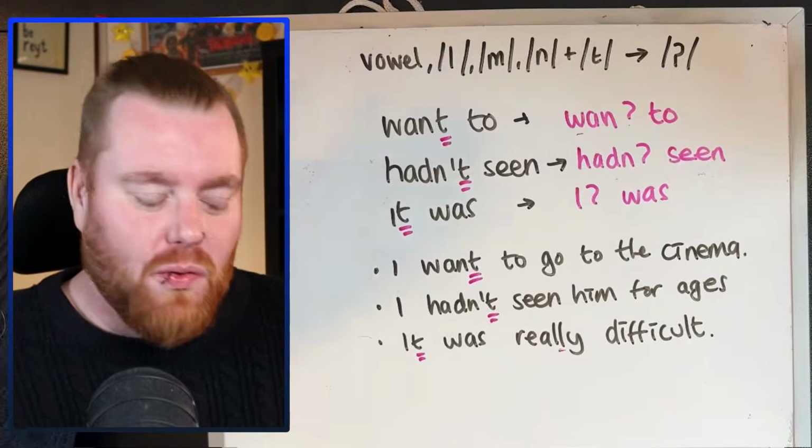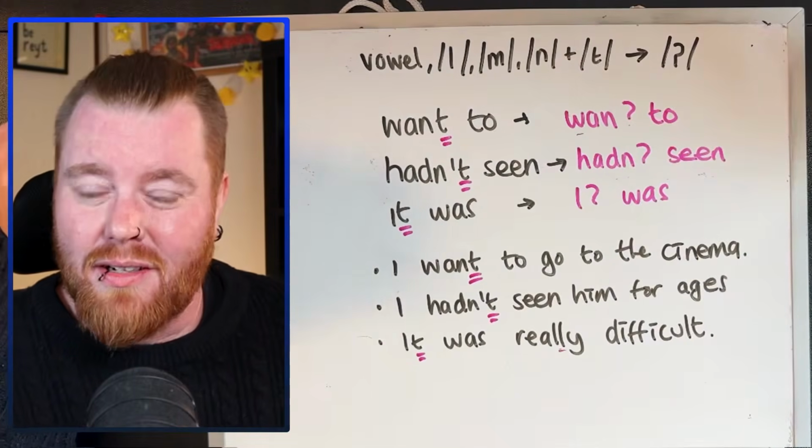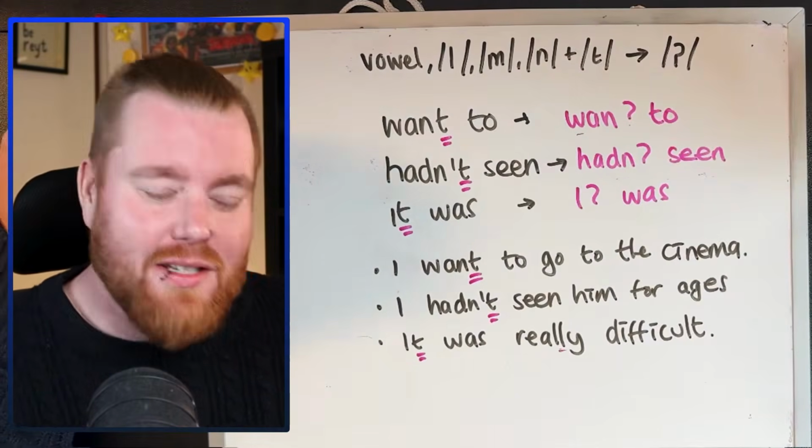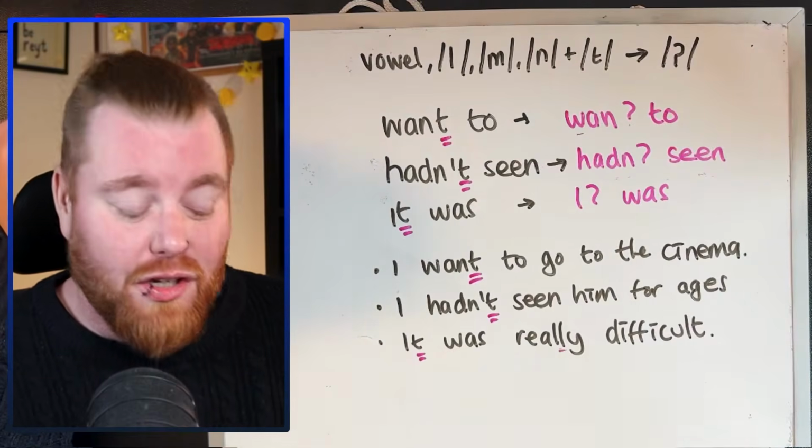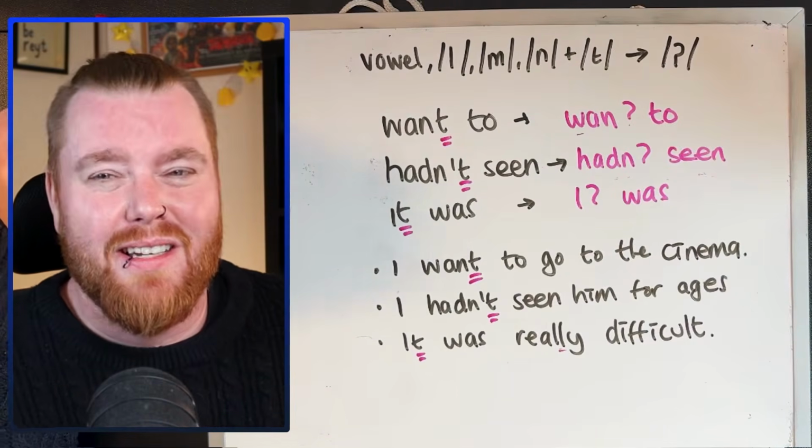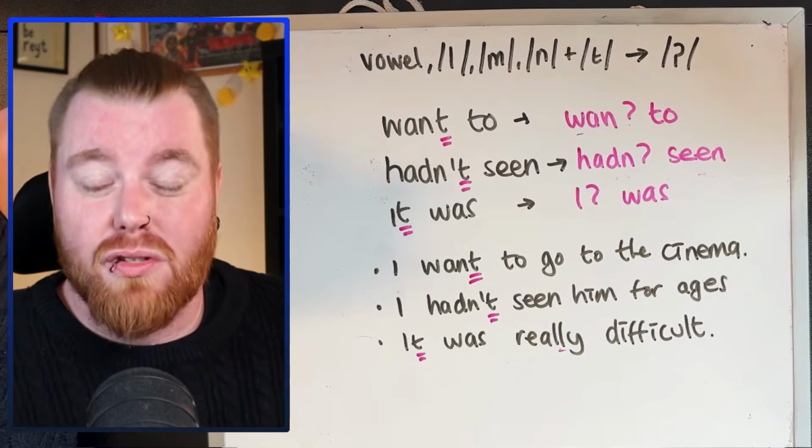I don't want to talk too much about glottal stops because I've got another video already about it. So let's just have a bit of a look at what I'm talking about. Okay, so if a word ends in t, but the sound before the t is a vowel, an l, an m, or an n, then that t is going to become a glottal stop.